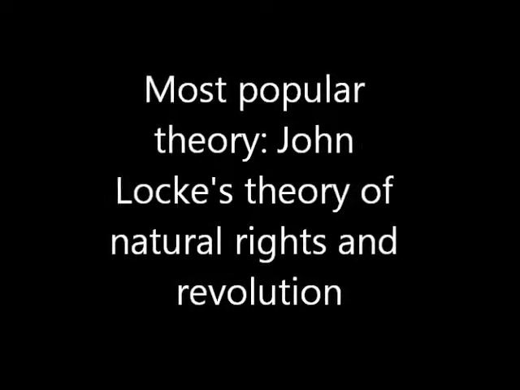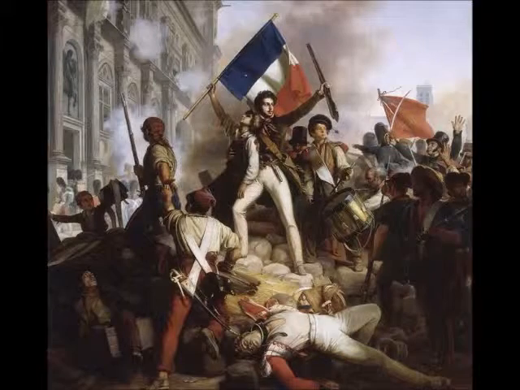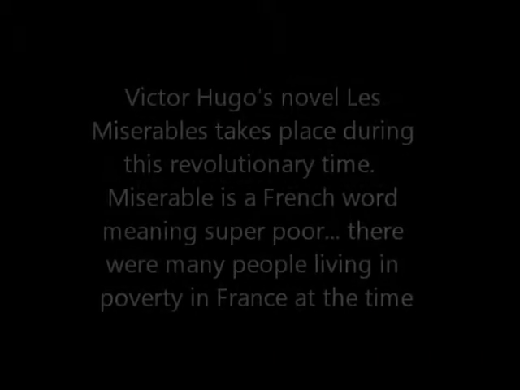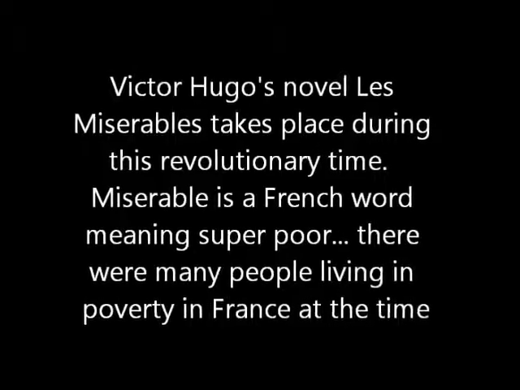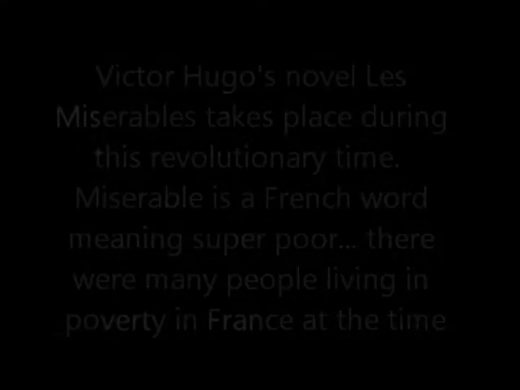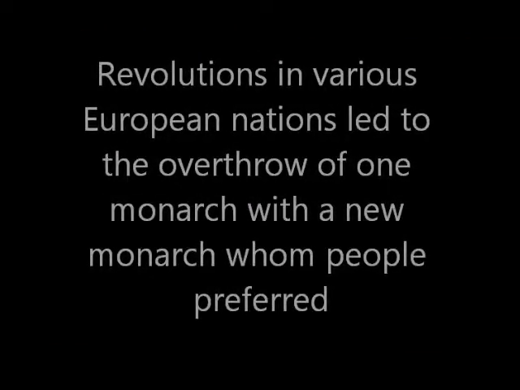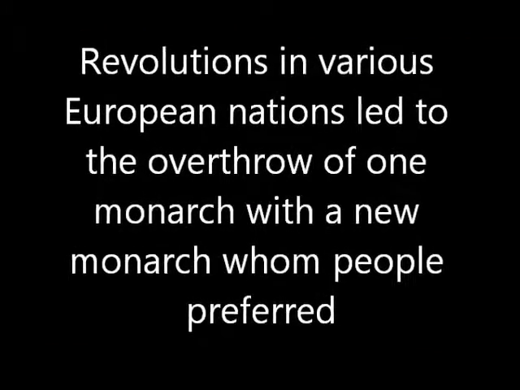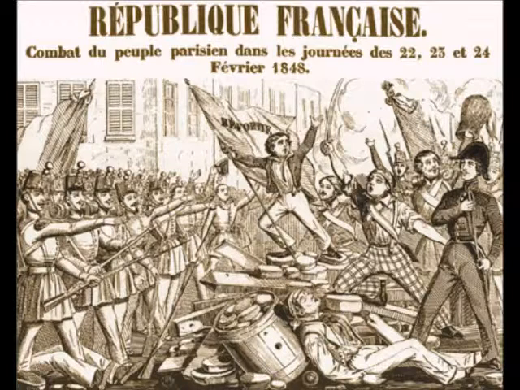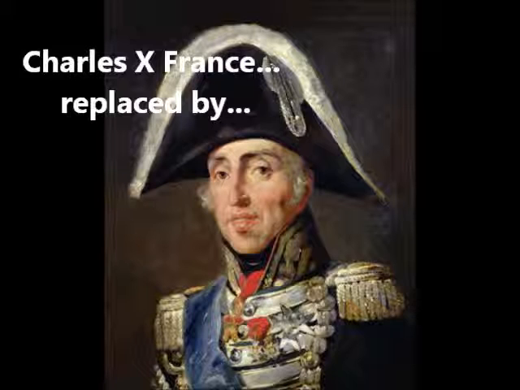Enlightenment theories, especially John Locke's natural rights theory, about overthrowing your government if you didn't feel it adequately protected your natural rights, those were especially popular. In 1830, a revolution across Europe resulted in overthrowing of monarchs and replacing these monarchs with new leaders, or even other monarchs that the people supported. This happened in France, where King Charles X was replaced by King Louis Philippe. Looks like Philip, but with an extra P and E on the end.